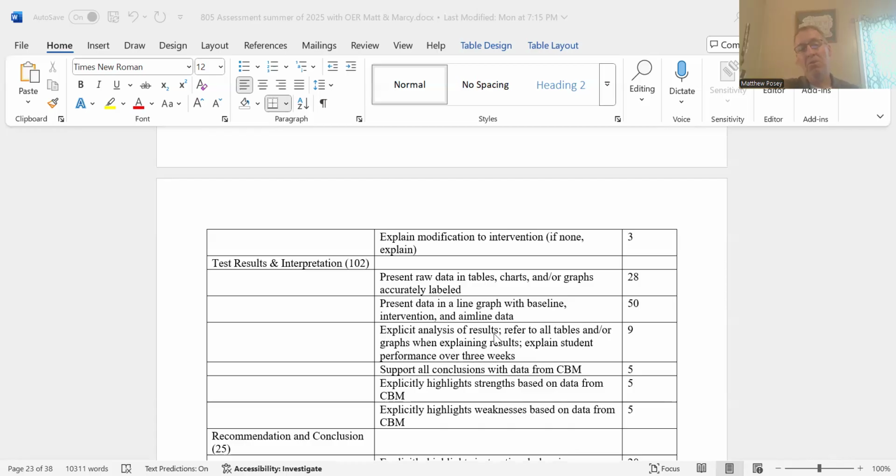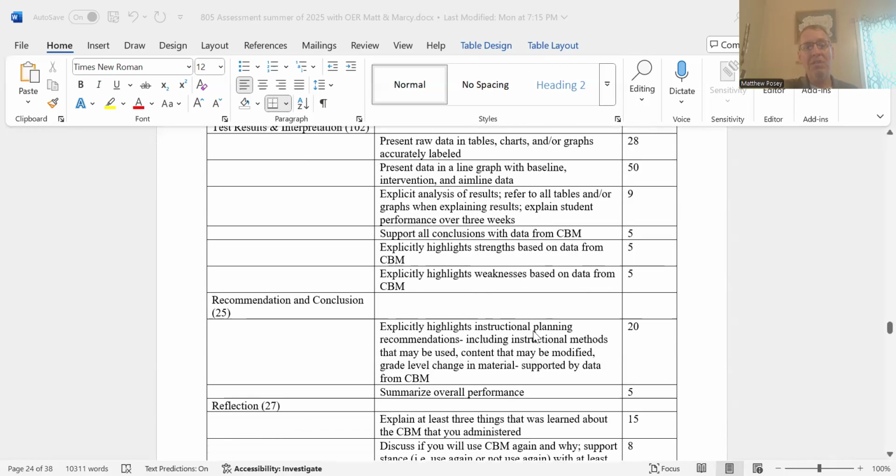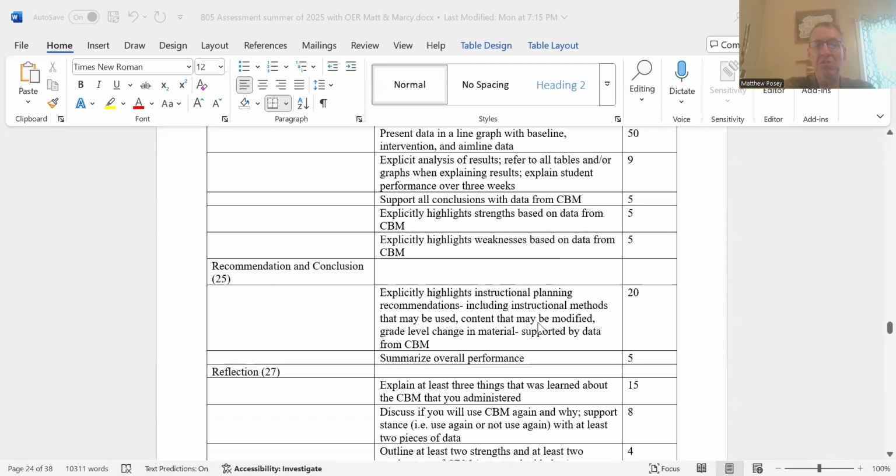We're going to analyze our results and refer to those tables. We're going to highlight the strengths and weaknesses of the data based on the CBM results only, not taking into consideration the first two. We'll have a recommendation and conclusion section where we're going to highlight the instructional planning. I noticed a few have started condensing this down to where it's very minimal. Please make sure that you talk a little bit about any instructional planning recommendations that might include modifying the content, dropping it back a grade level, whatever it may be, but just make sure you thoroughly explain that.